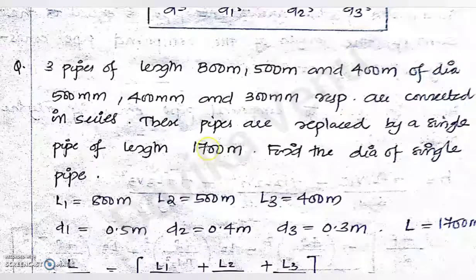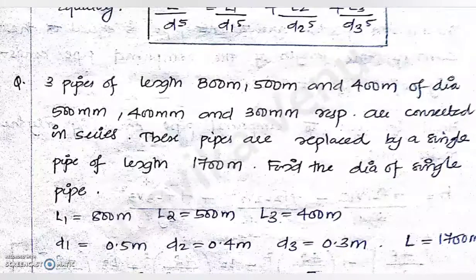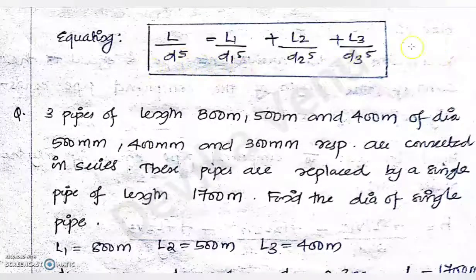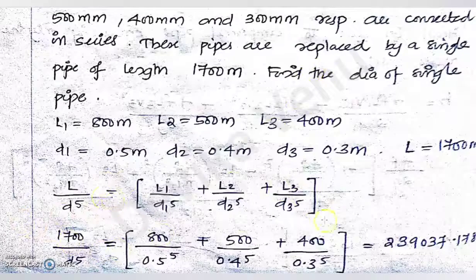So here you can see 800 plus 500 plus 400 will give you 1700 meters only. So you are replacing it with a single pipe, that is, with the equivalent pipe. So this is the same concept as that of an equivalent pipe. Find the diameter of the single pipe. So you are asked to find the diameter of that particular equivalent pipe. So directly you substitute in this equation, and you are asked to find this d.